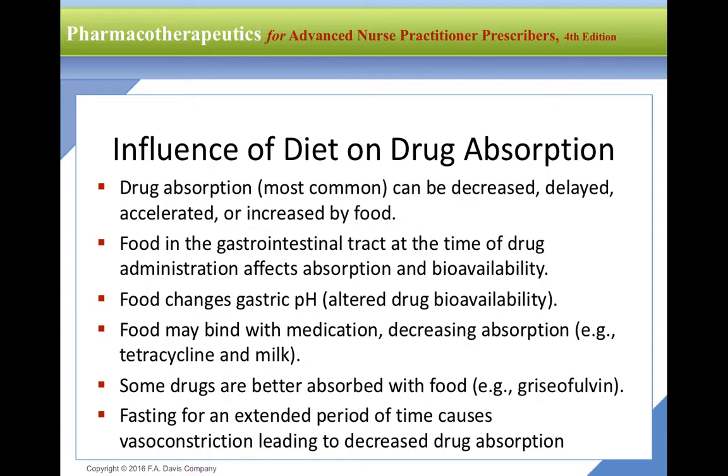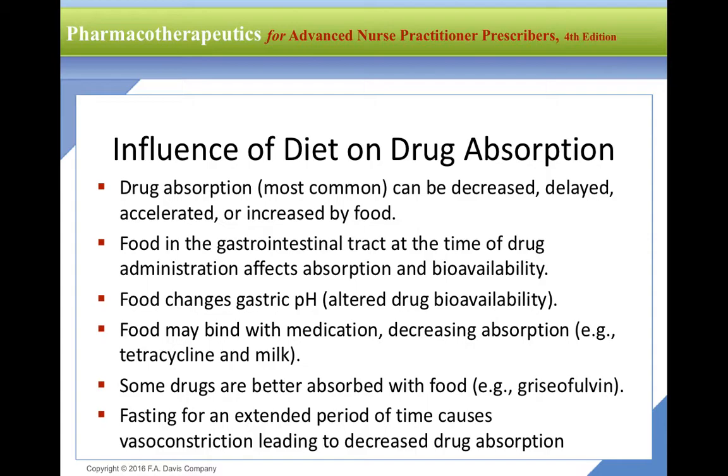Some drugs are better absorbed with food. Griseofulvin's a great example. One in my area of psychiatry, or two, Geodon and Latuda, two antipsychotics, have a set amount of calories they have to be given with. Latuda has to be given with 350 calories and Geodon with 550. So if you have a patient who's taking it at bedtime, even if they take a bedtime snack, they're still not going to get to that required number of calories that's needed for absorption.